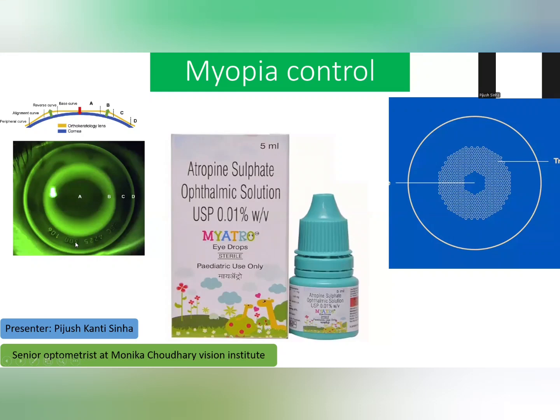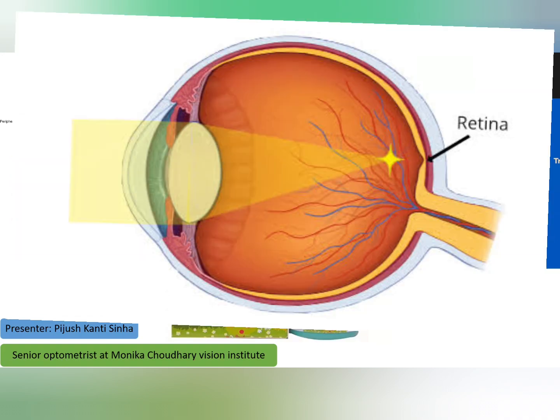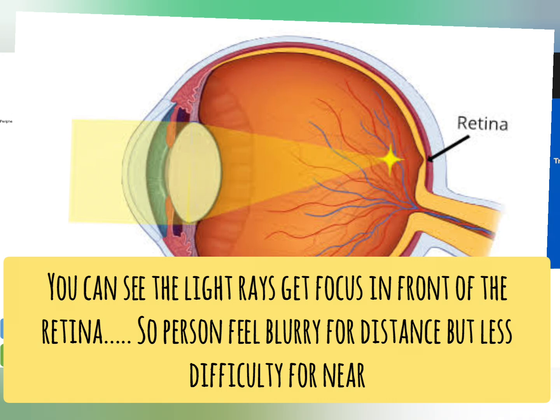So today in this video, I am going to discuss with you all a very important topic that we all should know. I'm talking about myopia control. Myopia is commonly known as nearsightedness. It is a growing global health concern, particularly among children and adolescents.